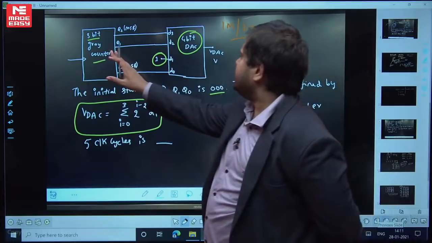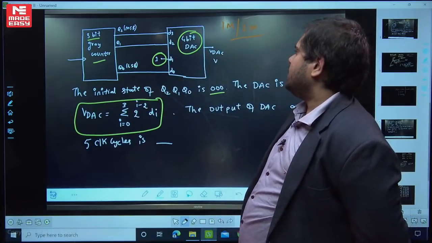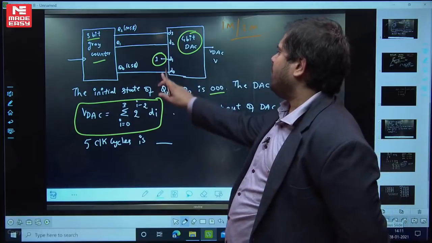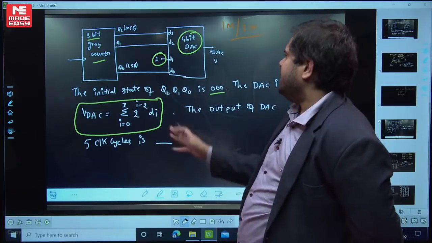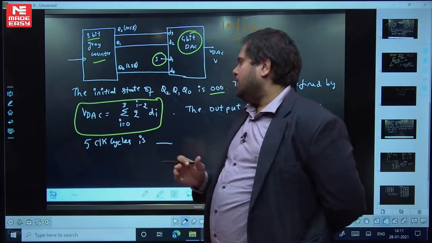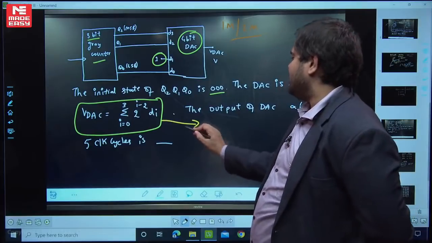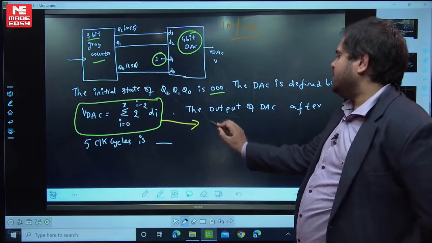Now this gray code sequence is connected to a 4-bit DAC. So the 4-bit DAC is connected, with one of the bits being 1, and the DAC resolution has not been given. So now let's see how to solve this question. Let's first expand this equation.